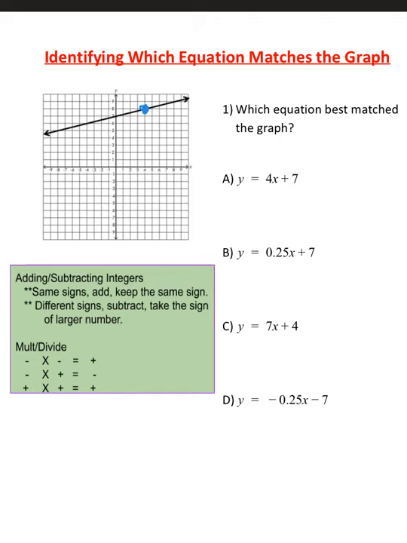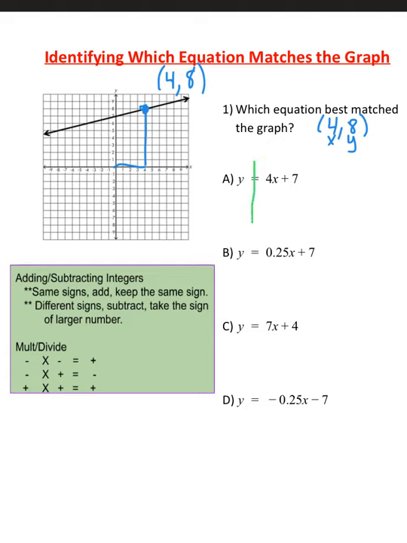Now I'm going to write out what the ordered pairs are. So for that, remember, it's your x, so that's 4, comma, your y, which is 8. So the ordered pair that I'm going to use to substitute into each of these equations is 4, comma, 8.